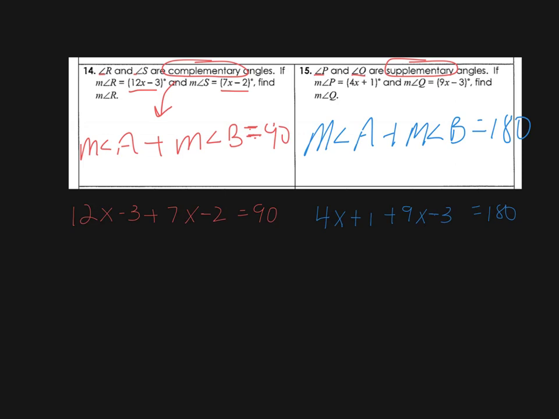You're going to need to get a value of x for the problem on the left and a value of x for the problem on the right. Okay? And once you're done with those, the actual final answer for number 14, pay attention, is to find the measure of angle R. And the final answer for number 15 is to find the measure of angle Q. So that requires substituting your final answer back in for Q, and over on this side, substituting your answer back in for angle R to get the final answer.